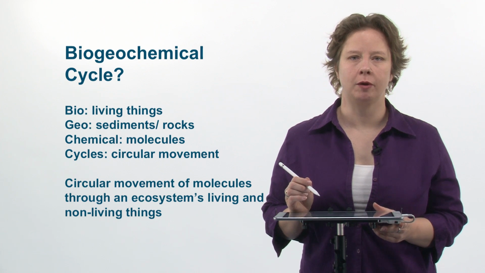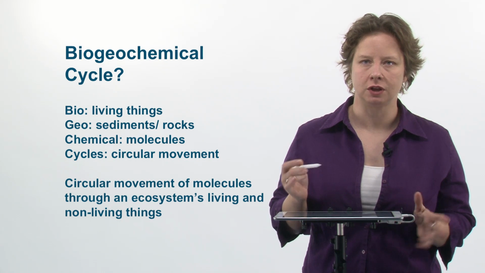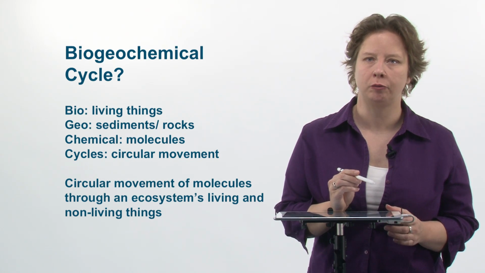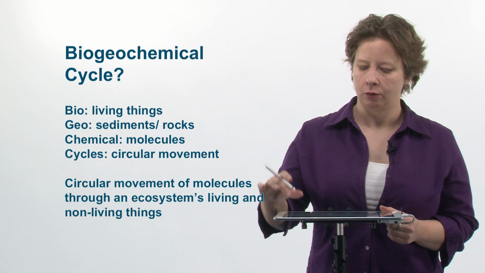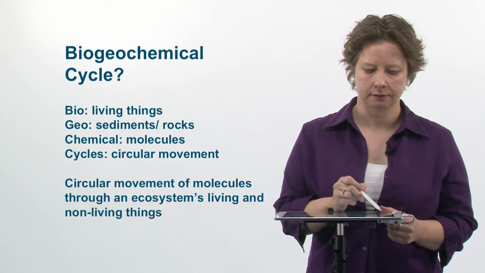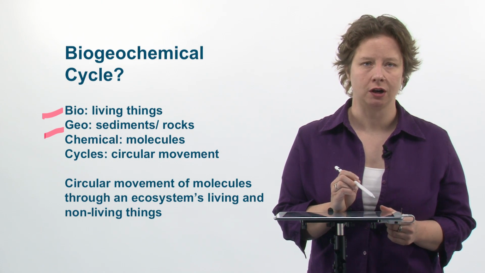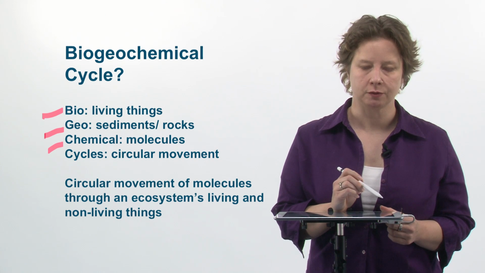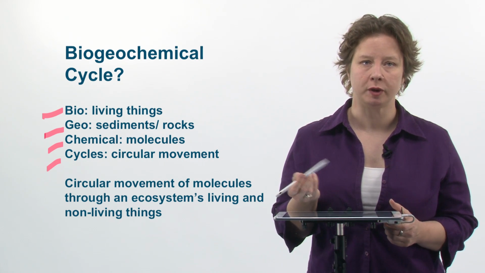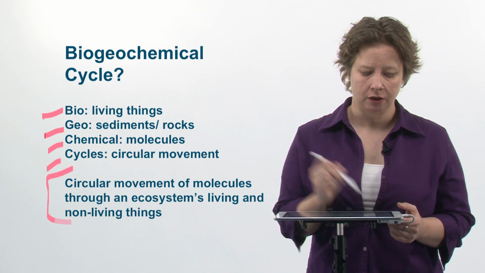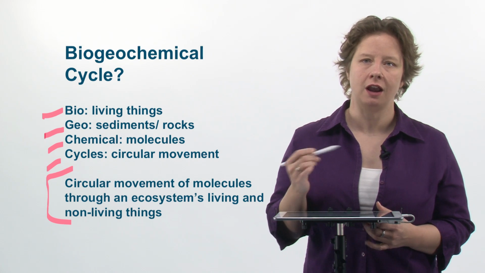In this unit, we're talking about biogeochemical cycles, and that is kind of a confusing long word, so I thought we'd split it into parts so you can see what it means. So the bio part means that we're talking about living things. The geo part means we're also talking about sediments and rocks, and the chemical part means we're talking about molecules, and obviously cycles are circular movements. So if you put all that together, we've got the circular movement of molecules through an ecosystem's living and non-living things.